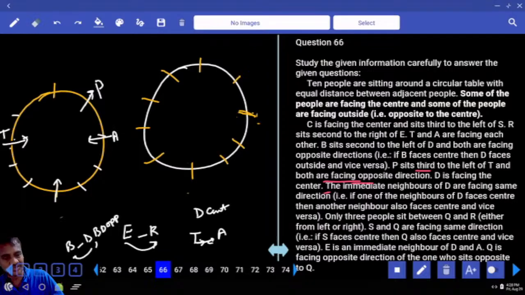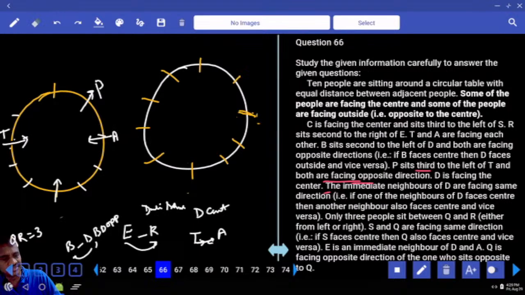The immediate neighbors of D are facing the same direction. D's neighbors, same direction. And only 3 people between Q and R. Now in between Q and R, how many? There must be exactly 3. Then only 3 in between Q and R.